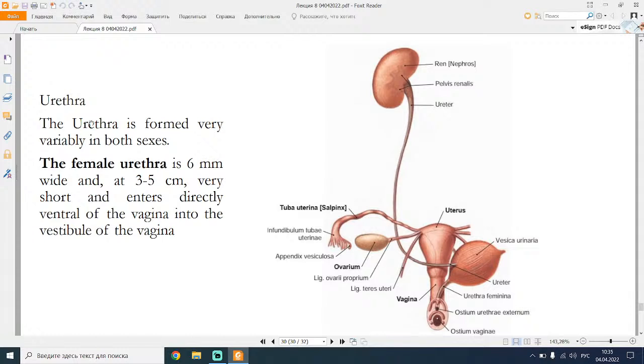Urethra. The urethra is formed very variably in both sexes. Female urethra is 6 mm wide and 3-5 cm long, very short, and enters directly ventral of the vagina into the vestibule of the vagina. Short tubular, short urethra.